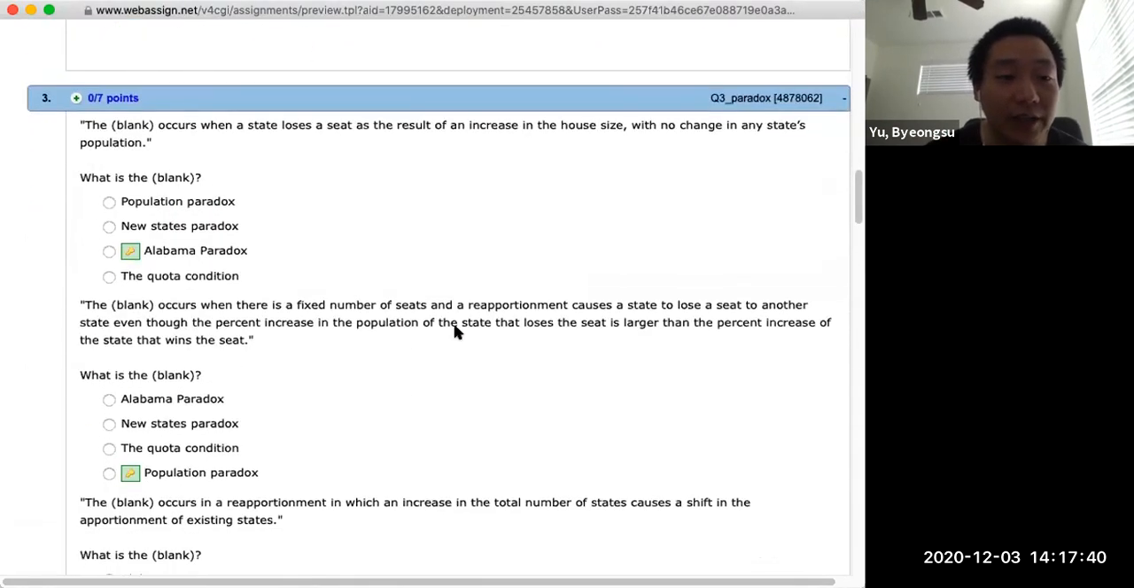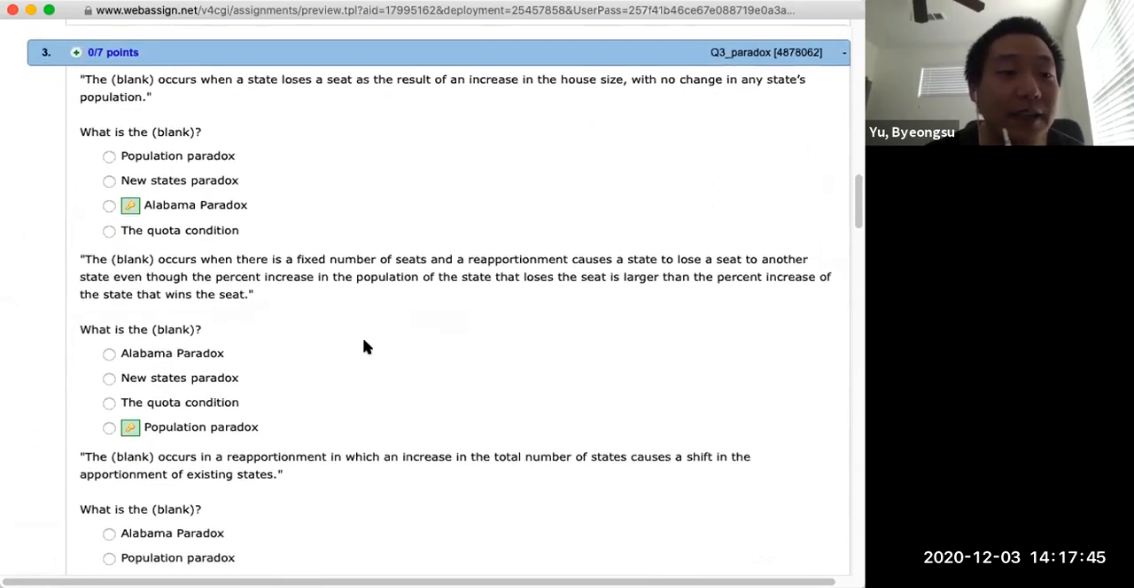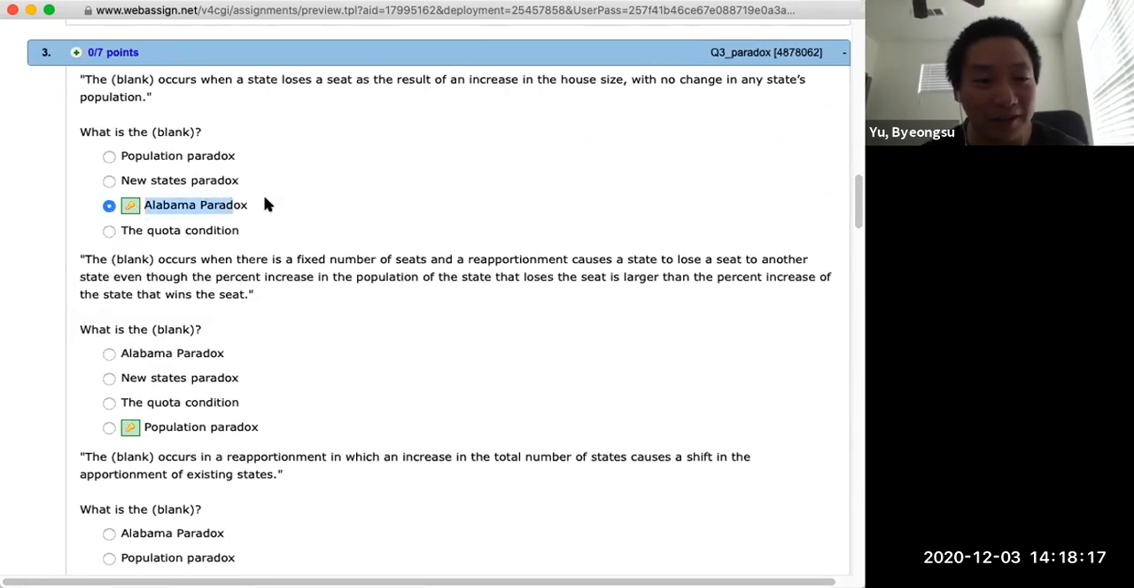Okay, then let's deal with some paradoxes in the voting method. So the first one says that the blank occurs when a state loses a seat as a result of an increase in the house size. It is called the Alabama paradox because that is what happened when Alabama became a state of the United States. Alabama's state representatives actually had a problem with losing their seats. So that's why it is called the Alabama paradox.